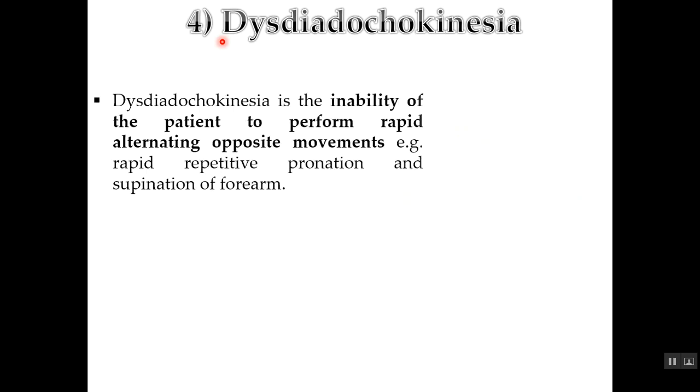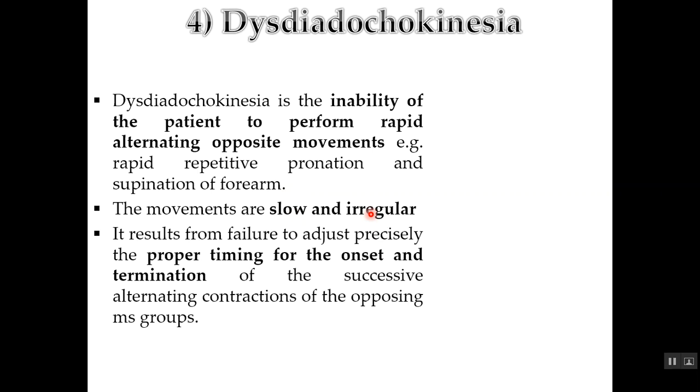Number 4, diadochokinesia. What is meant by diadochokinesia? It is the inability of the patient to perform rapid alternating opposing movements like repetitive pronation and supination. Ask the patient to do rapid pronation and rapid supination. He has no ability to do this. The movement will become slow and irregular, and this is due to failure of the proper timing for the onset and termination. So there is no proper timing.